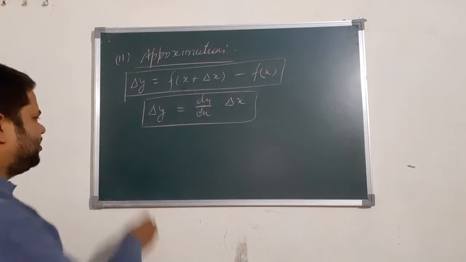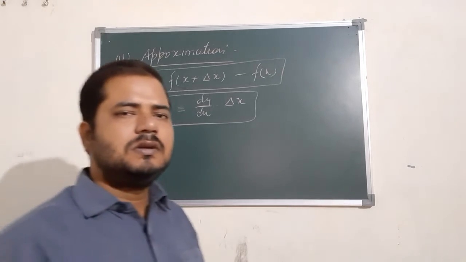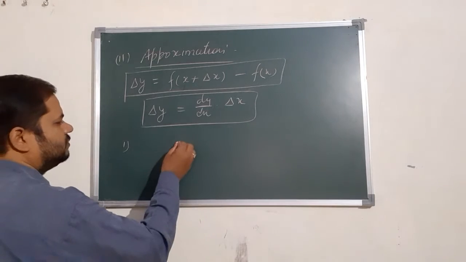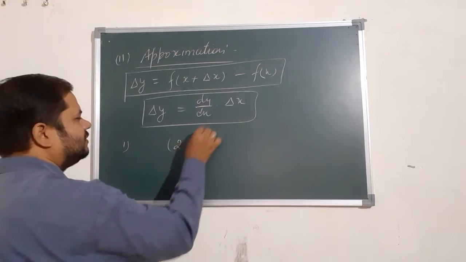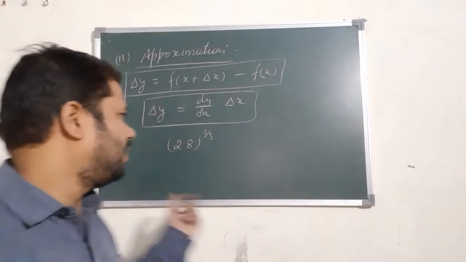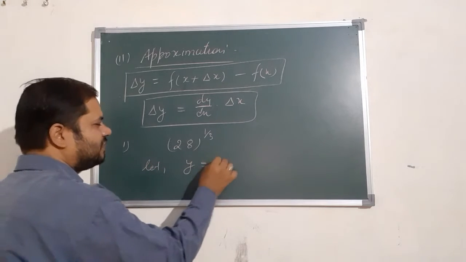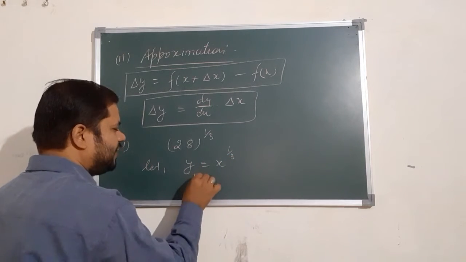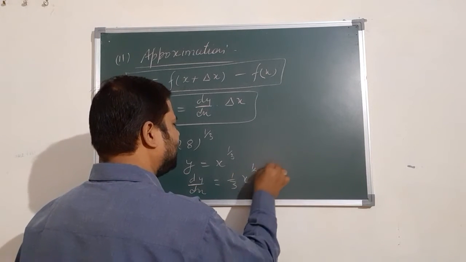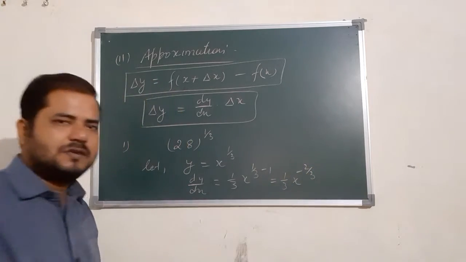So suppose we get a question like this: we need to find the approximate value of 28 power 1 by 3. So suppose y is equal to x to the power 1 by 3. So dy by dx is nothing but 1 by 3 x to the power 1 by 3 minus 1. This is 1 by 3 x to the power minus 2 by 3. This is the value of dy.